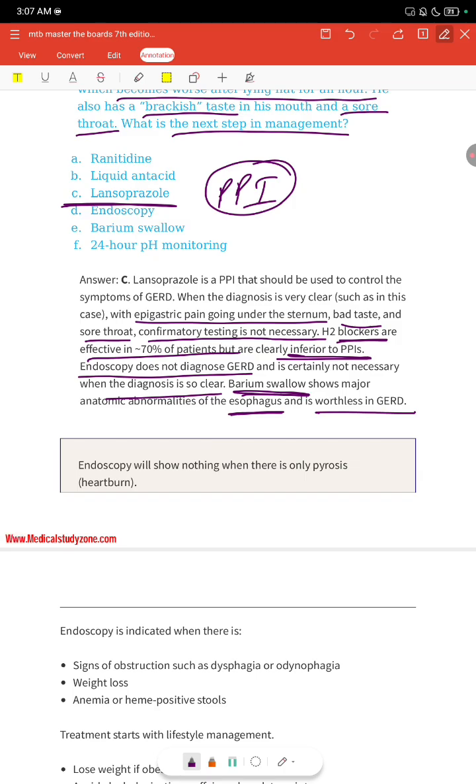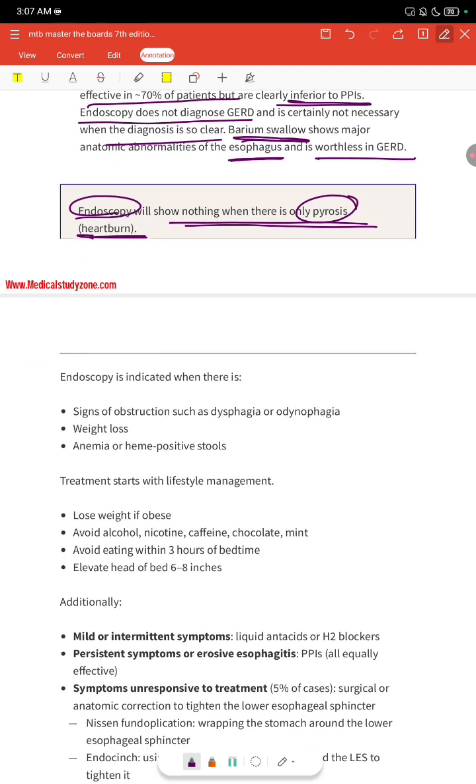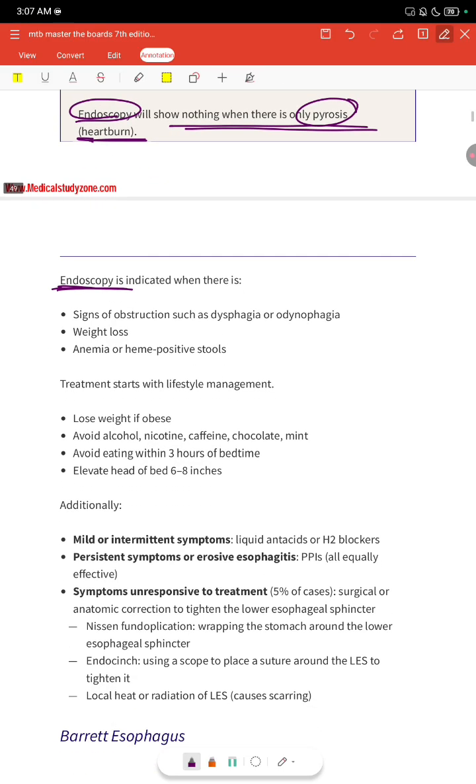Endoscopy will show nothing when there is only pyrosis. What will endoscopy show? It will show nothing if there is only pyrosis, that is the symptom of heartburn. Endoscopy is indicated when there is, and this is the important discussion that we are about to cover, what? Signs of obstruction such as dysphagia or odynophagia.